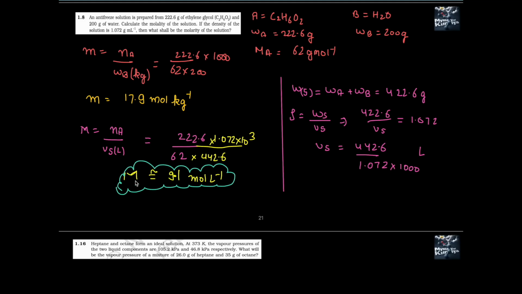Okay, so now we move to the next question. This question said that heptane and octane form an ideal solution. The vapor pressures of the two liquid components are given respectively. What would be the pressure of the mixture if 26 gram of heptane and 35 gram of octane is given to you?